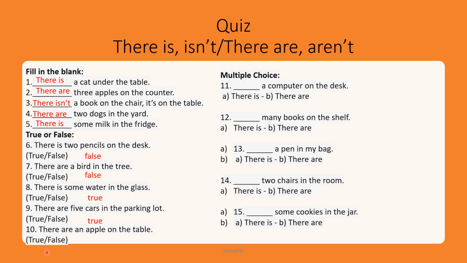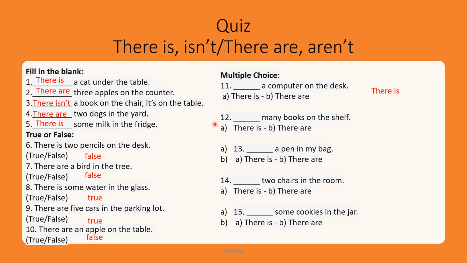Number 10, there are an apple on the table. True or false? False. Yes, because this means plural and this means singular. So it is wrong. Okay. Multiple choice, A or B. Always read the end of the sentence. A computer on the desk. So it must be singular. Correct. There is a computer on the desk.